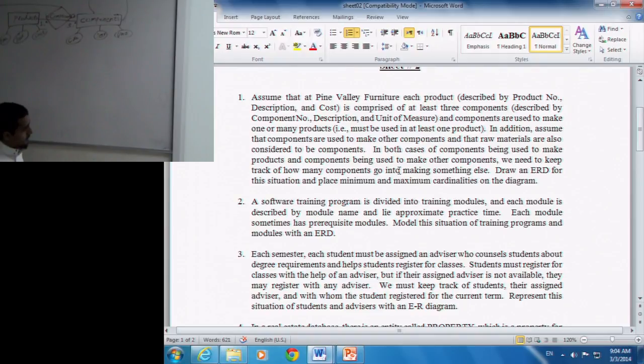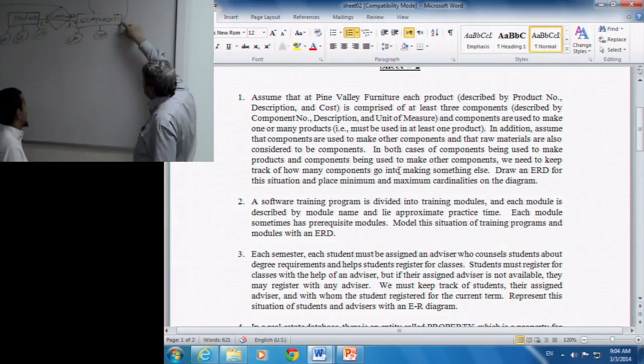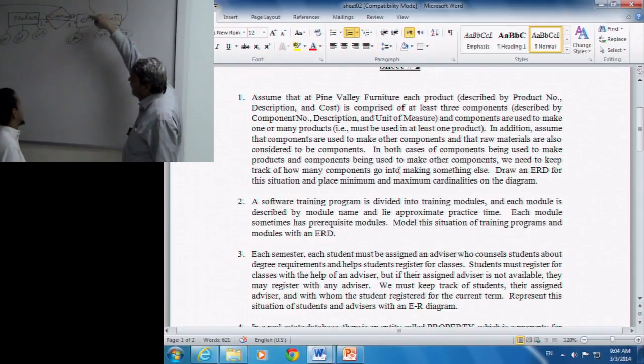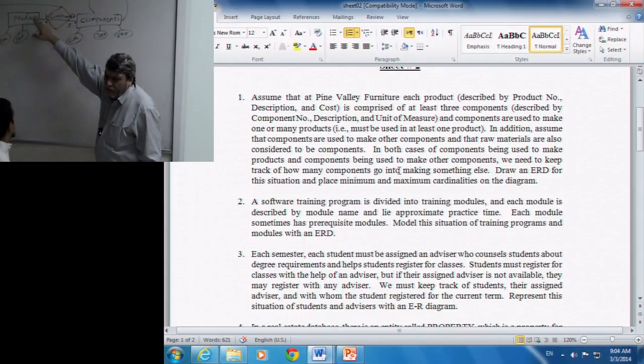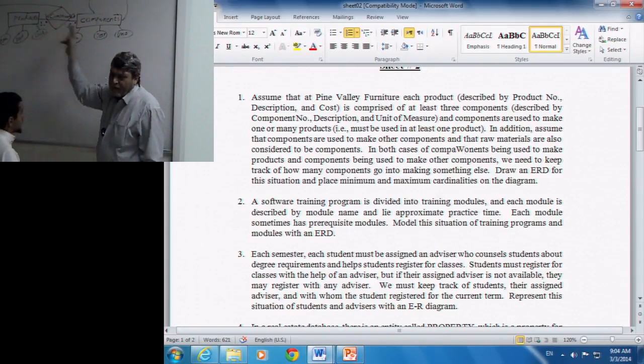Components are used to make other components. A component is used to make other components. Many or one? Many. A component from this side, a component each, exactly as we did here. We move the trip both directions.